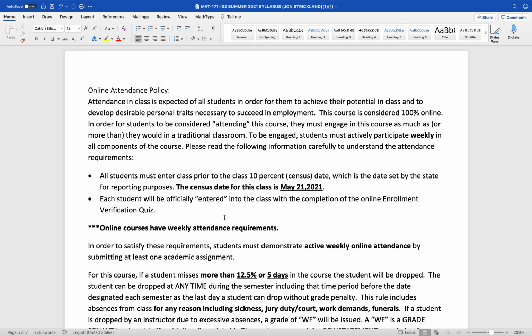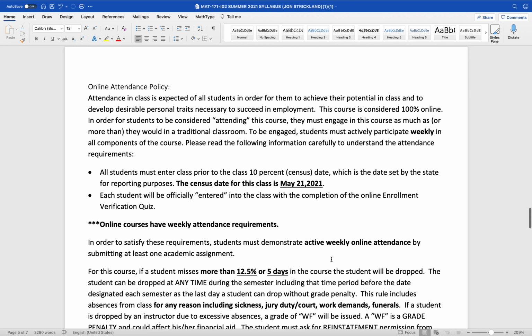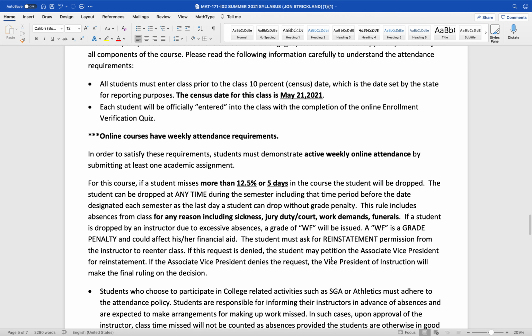And online courses will have weekly attendance requirements, which I will go into in more detail as the course progresses. It says, in order to satisfy these requirements, students must demonstrate active weekly online attendance by submitting at least one academic assignment. And in this case, if you miss more than 5 days during the semester, you will be dropped.